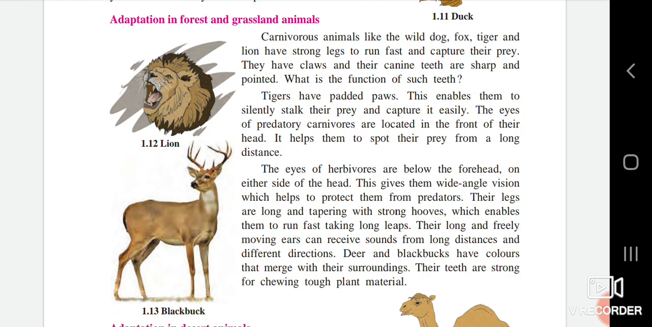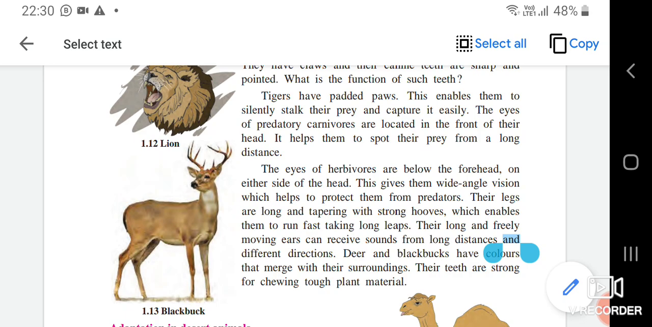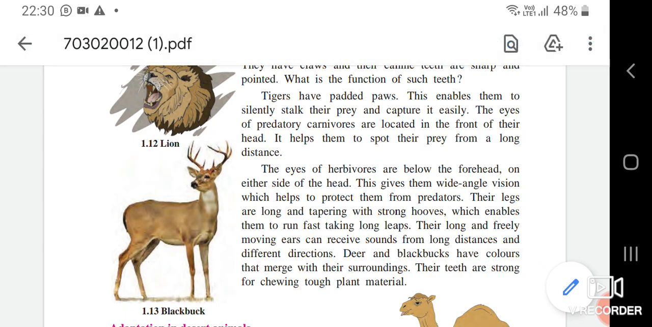The eyes of herbivores are below the forehead on either side of the head. So if we compare the eyes of the carnivorous and herbivores, we can see the difference. The eyes of the carnivorous are located in front of their head and the eyes of the herbivores are below the forehead on either side of the head. Now why? Because they have to protect themselves from the carnivorous. So this gives them wide angle vision which helps to protect them from predators.